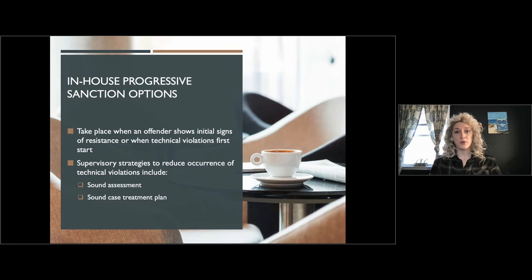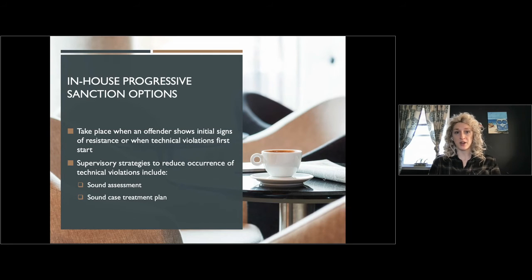But it's also important to make sure that we're not just giving the offender sanctions, but that we also have positive rewards for when the offender is doing well. So I urge you to take a look at the matrix on page 176 of your text, and it will show you some different options for rewards and sanctions that are typically available to probation officers to deal with offenders.